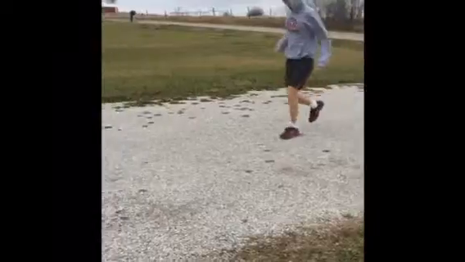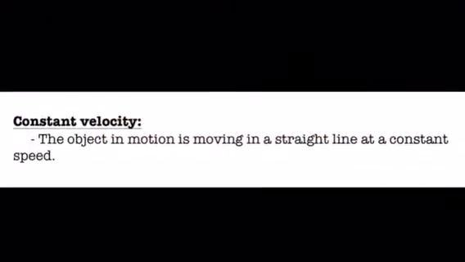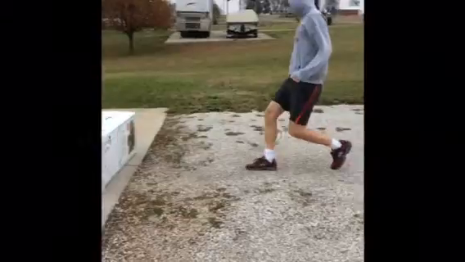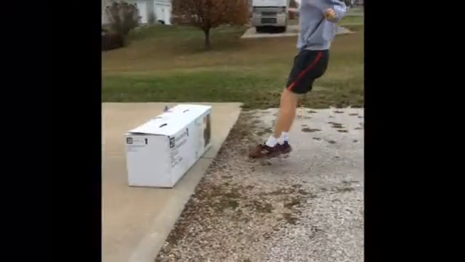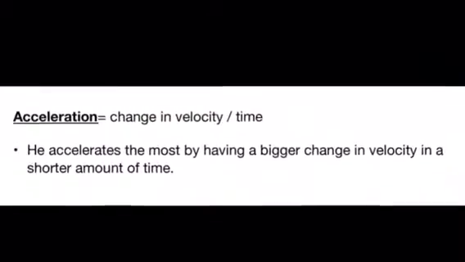Now, for about a second, he travels at a constant velocity. Constant velocity means that the object in motion is moving in a straight line at a constant speed. He travels like this, and right after, he quickly decelerates to an abrupt stop. His acceleration is greater here than when he started because he is changing his velocity most in the shortest amount of time.